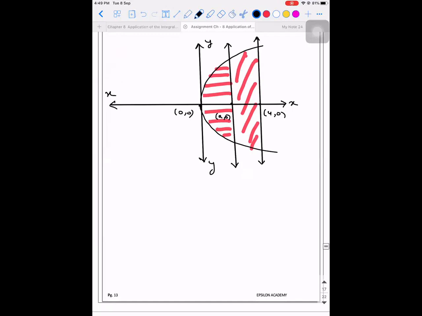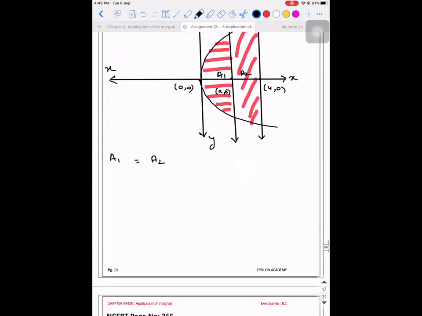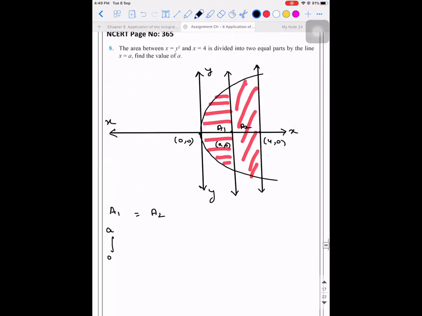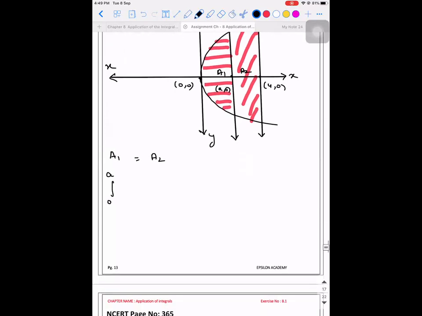So how can we write? If I say this is a1 and this is a2, a1 is equal to a2. But what is a1? Integral of 0 to a. You're integrating with respect to x, so it will be root x dx. Actually speaking, a1 is nothing but the total area, so you can write it as 2 times. I hope you understood why I wrote the 2 there.